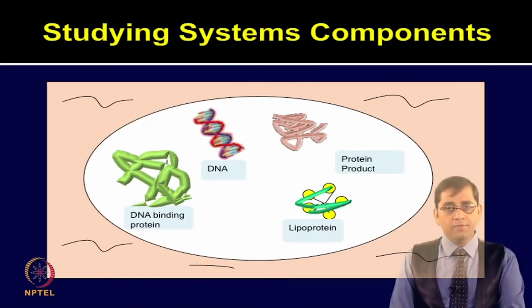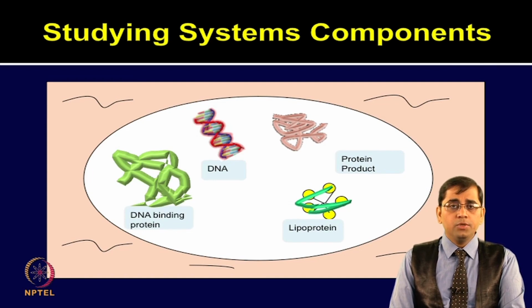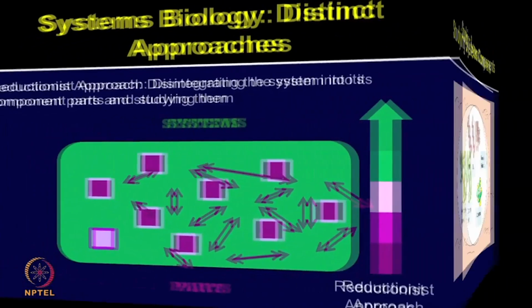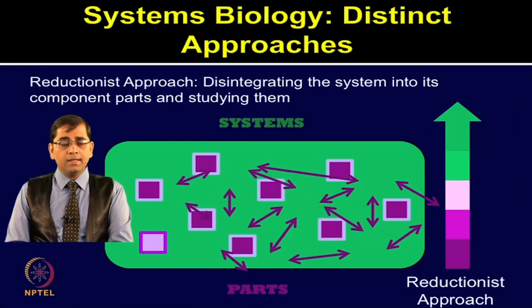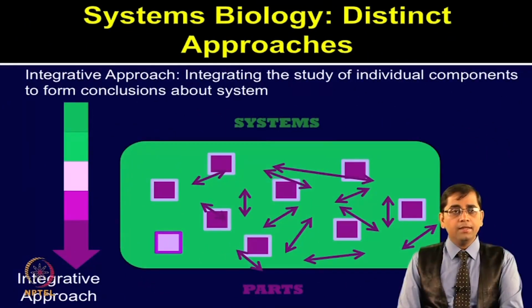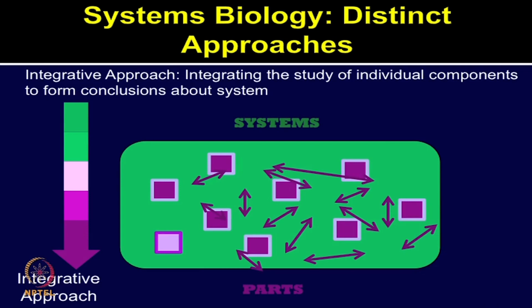Studying systems biology is very challenging. Systems biology and biological network modeling aim to understand the system's structure and function for better understanding of system properties like its robustness, as well as its use for prediction of system behavior in response to perturbations. The reductionist approach involves disintegrating the system into its components and studying them, whereas the integrative approach involves integrating the study of individual components to form conclusions about the system.